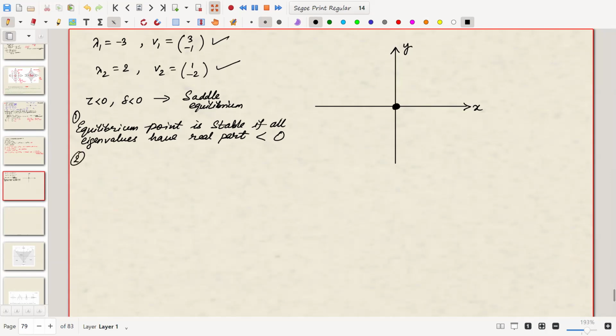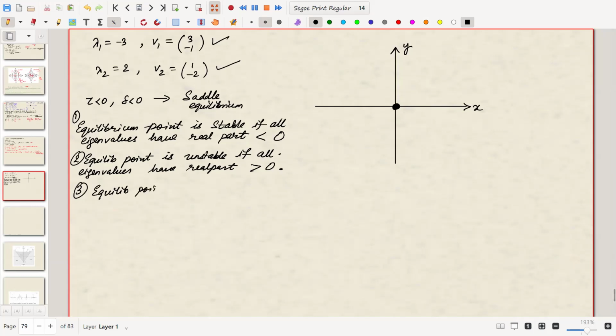An equilibrium point is said to be unstable if all eigenvalues are the opposite, that is, all the eigenvalues have real part greater than 0. Then there is a mixed case, that is a saddle. An equilibrium point is a saddle if the real part of one eigenvalue is less than 0, that is, it has a stable component that comes closer, and the other, lambda 2, has real part greater than 0. That is an unstable component.